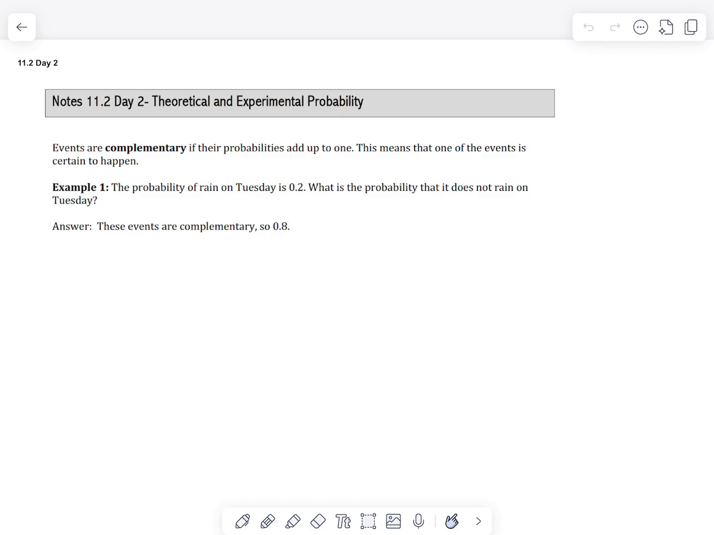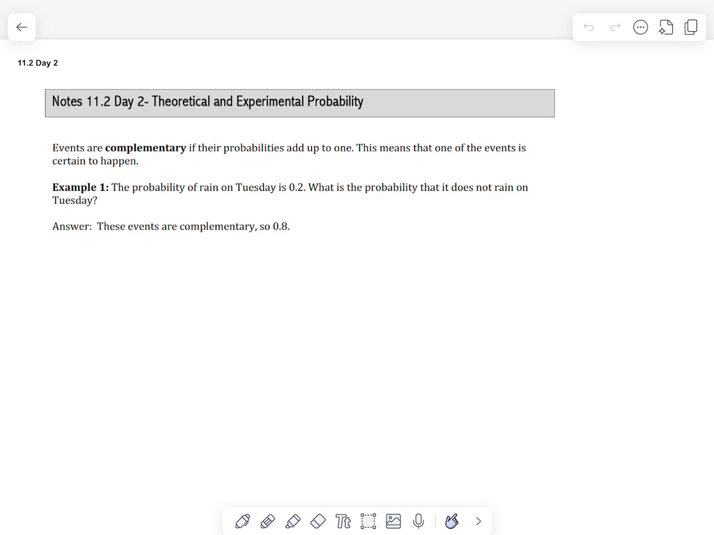All right, here's a continuation of experimental and theoretical probability. Events are complementary if their probabilities add up to 1. This means that one of the events is certain to happen. Example 1. The probability of rain on Tuesday is 0.2.